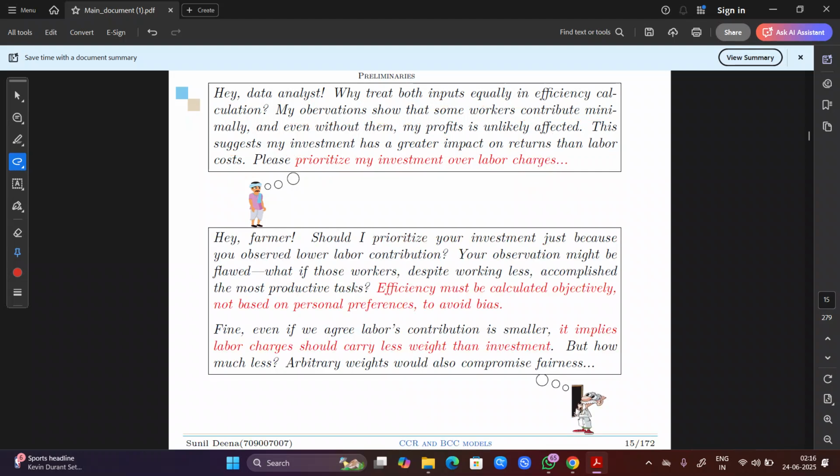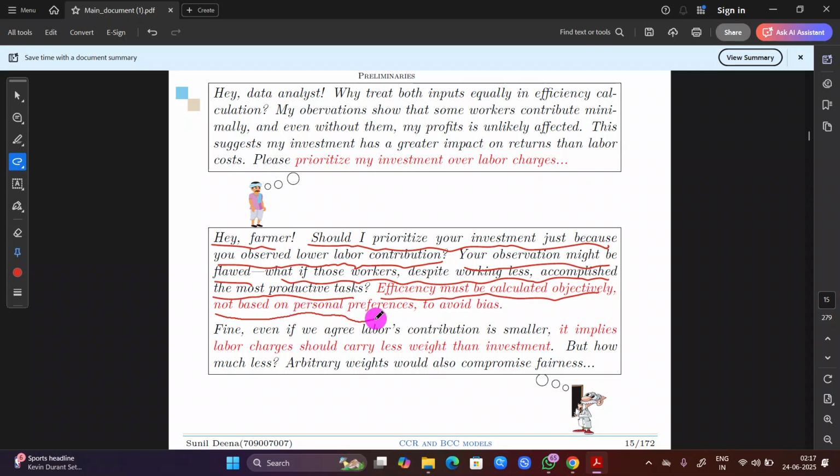Then the data analyst speaks to the farmer. Hey farmer, should I prioritize your investment just because you observed lower labor contribution? Your observation might be flawed. What if these workers, despite working less, accomplished the most productive task? Efficiency must be calculated objectively, not based on personal preferences, to avoid bias.